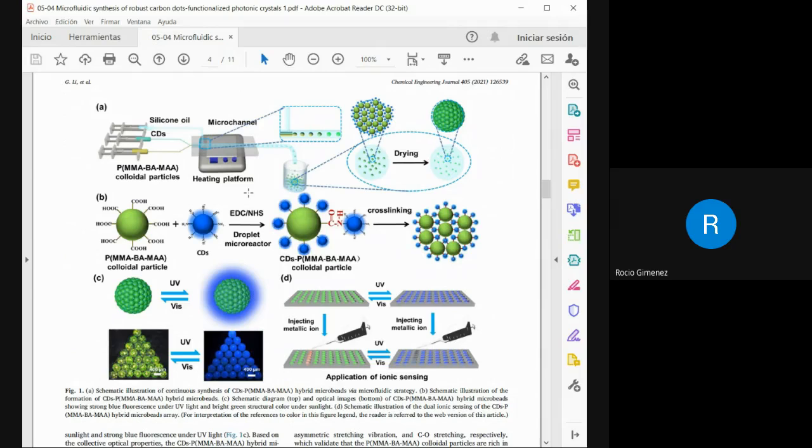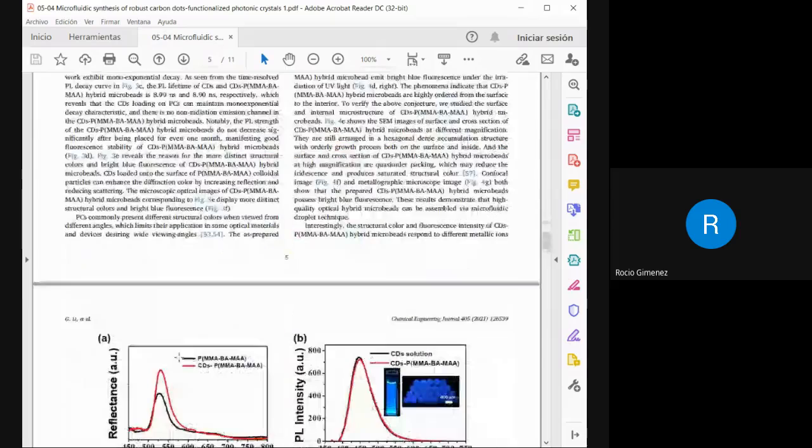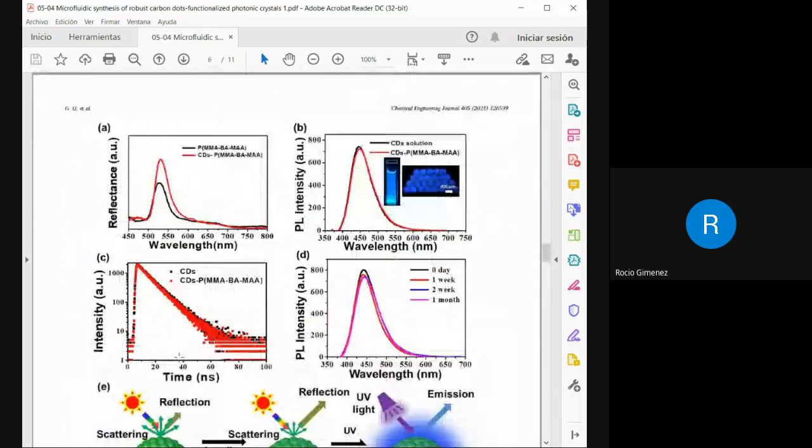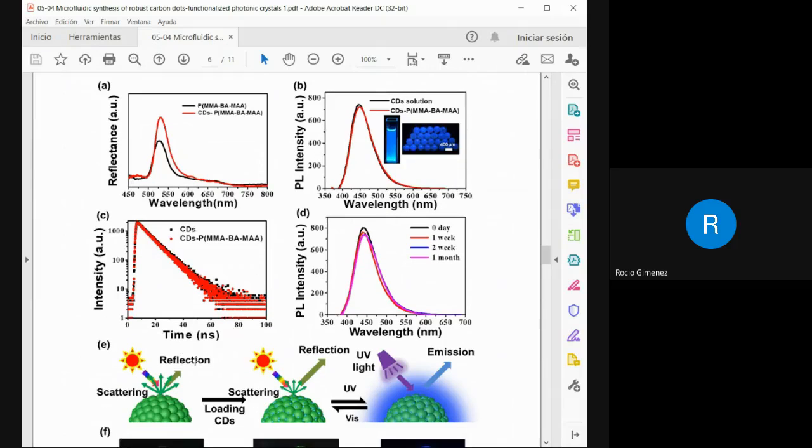So the synthesized hybrid microbits show dual optical signals, with bright green structural color under sunlight and strong blue fluorescence under UV light. Next, they characterize these microbits, but I'm going to focus a little more on the properties of the structural color, fluorescence intensity, and fluorescence stability. The first thing they saw is that the reflection spectral intensity of these hybrid microbits is significantly enhanced.